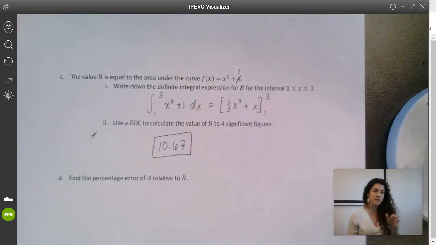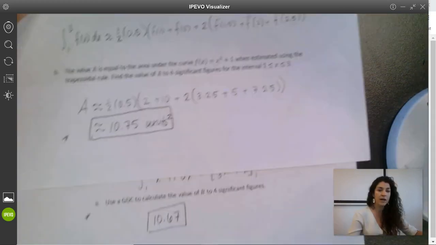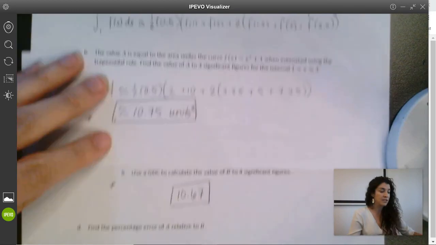So the difference here, and you'll notice it says, find the percentage error of A relative to B, is that B is your exact area underneath the curve. The definite integral is the total area exactly of what's happening beneath the curve and above the x-axis. And A was an approximate of the area underneath the curve using the trapezoidal rule. And so we're like, okay, there's a difference. We can compare. The first one was 10.75, right? Our approximate was 10.75. And our exact that we found was 10.67.